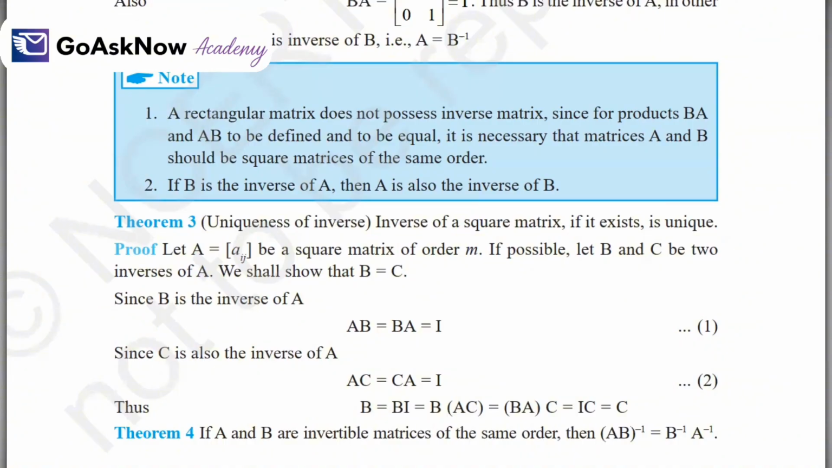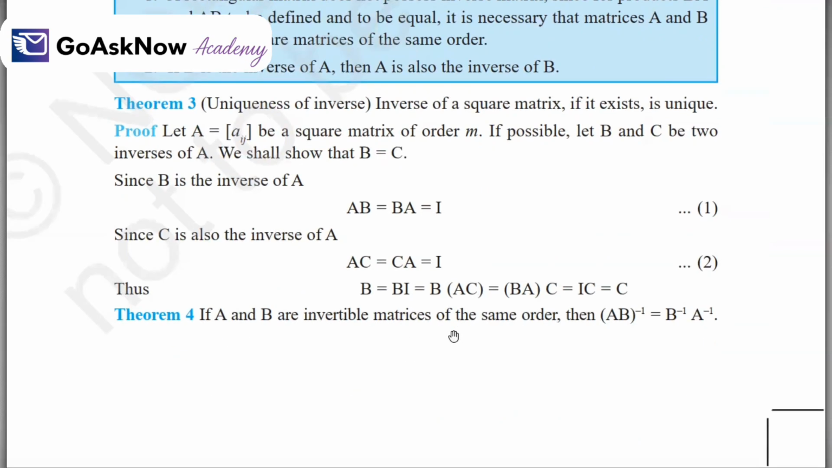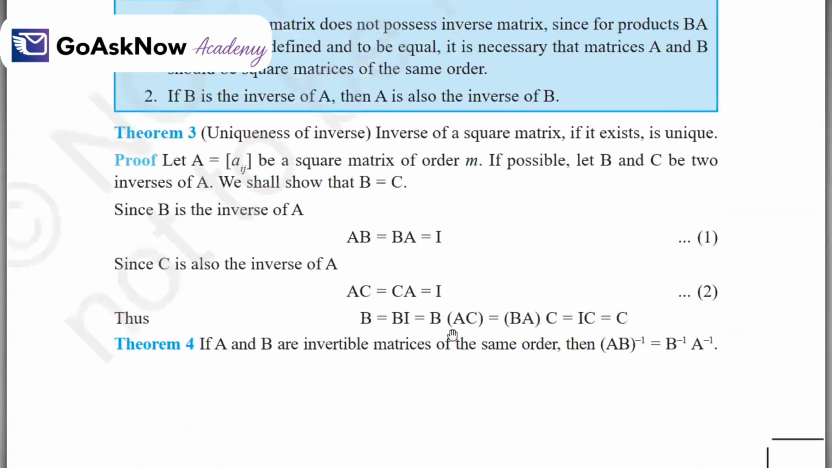Then B is equal to BI, that is equal to B into AC. Any matrix can be written as the product of that matrix with the identity matrix. So B is written as B into I, and I is replaced by AC. We can write B into AC as BA into C, and BA is I only. So IC comes, that is equal to C only. So it is proved that there cannot be two different inverses of a single matrix.